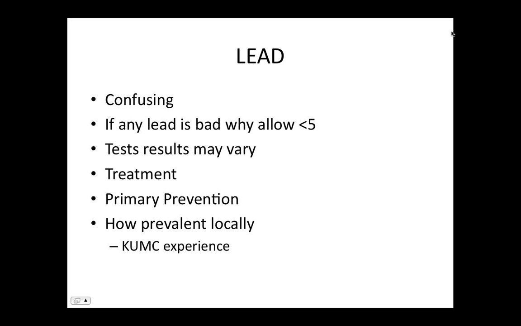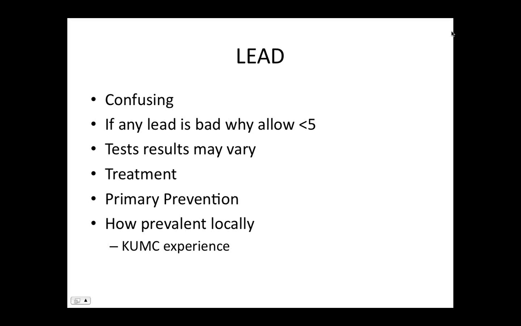The test results may vary. This is an interesting thing, too, and this is what makes it difficult: a blood lead level can be plus or minus 2. So if I have a 5, it could be 7, or it could be 3. And if it's 3, well, you're supposed to say that's okay. But if it's 7, well, we need to do something.